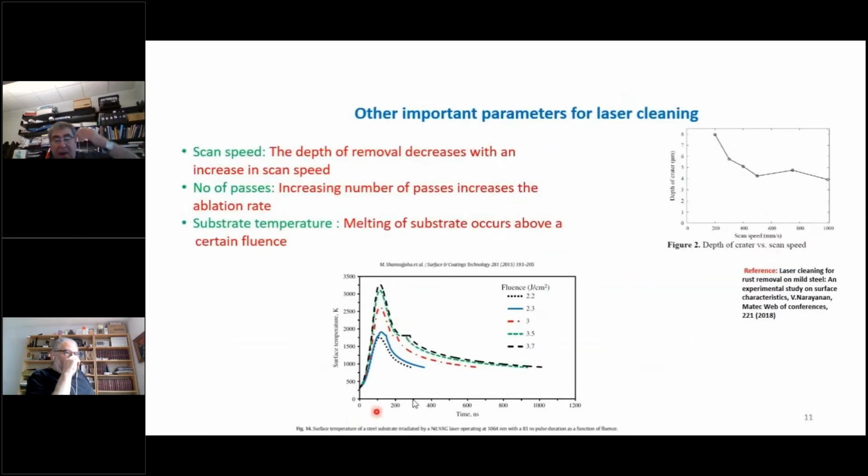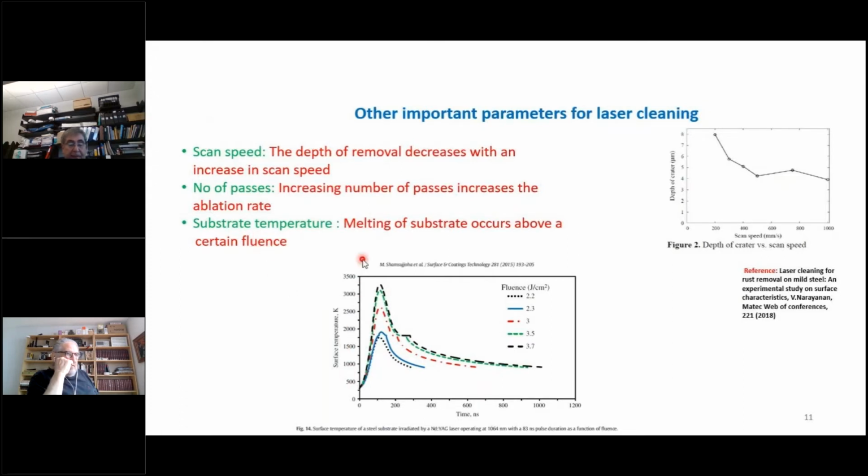Here are some other parameters that I dug out from some of the papers. A scan speed would basically decrease the depth of removal. You can see here the plot of depth of the crater versus scan speed. So with larger scan speeds, the depth of removal would decrease because the dwell time of the beam on the surface is less. And obviously, the more number of passes increases the ablation rate. And also substrate temperature is another parameter that has to be considered.